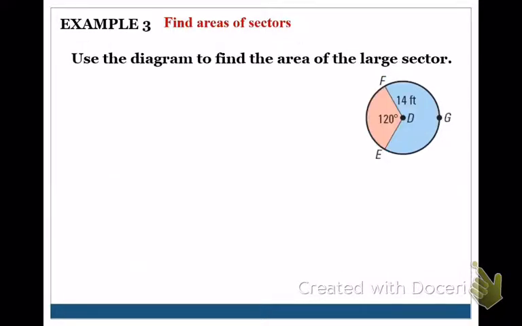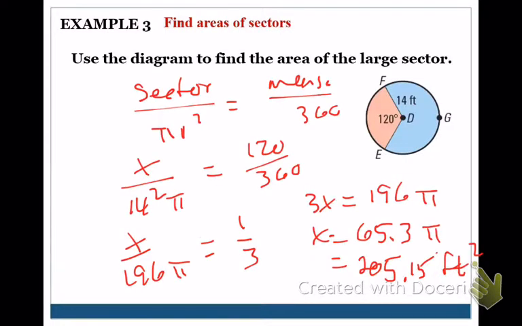All right, use the diagram to find the area of the large sector. Now you try it. Stop the video, see if you can come up with it, and then start it back up and see if you're right. Did you get 205.15 feet squared? Again, we'll start with our proportions. Sector over the area of the circle equals the measure over the 360. We're looking for x. The radius is 14, so it's x over 14 squared pi equals 120 over 360. And then it's just a matter of cross-multiplying, solving. You can reduce a little bit to help the math get a little easier.